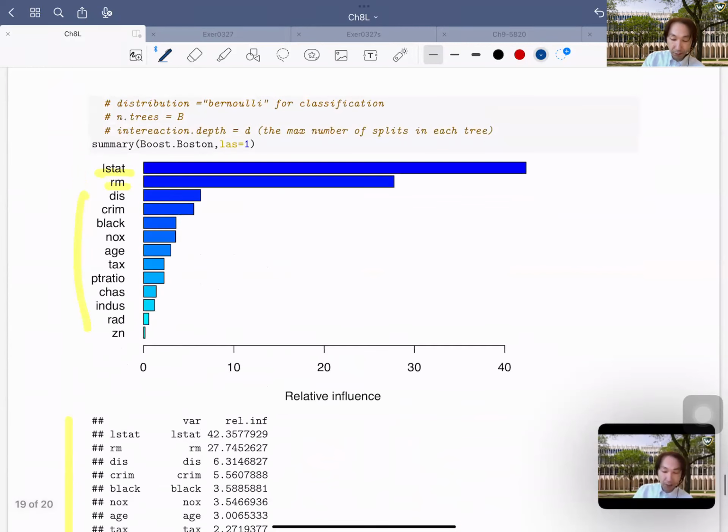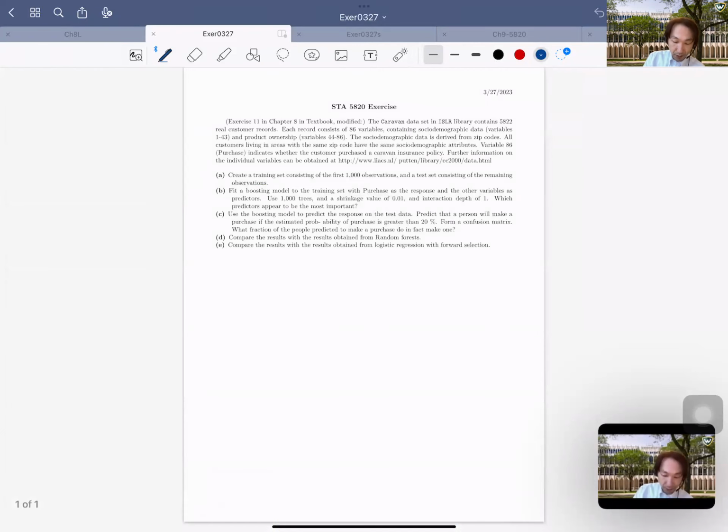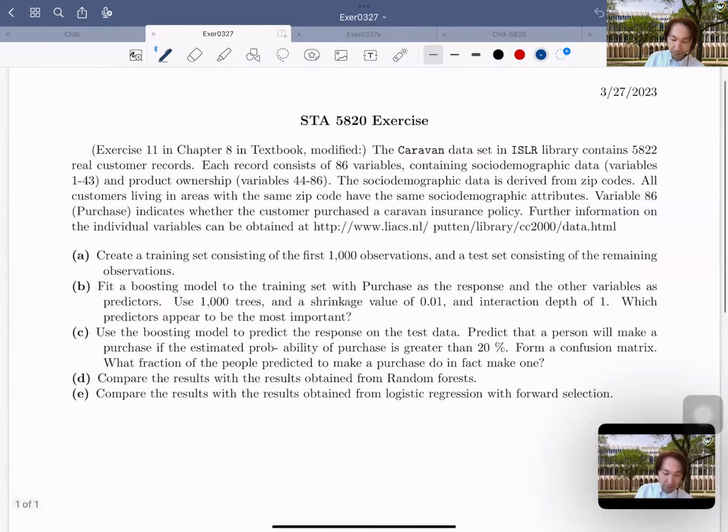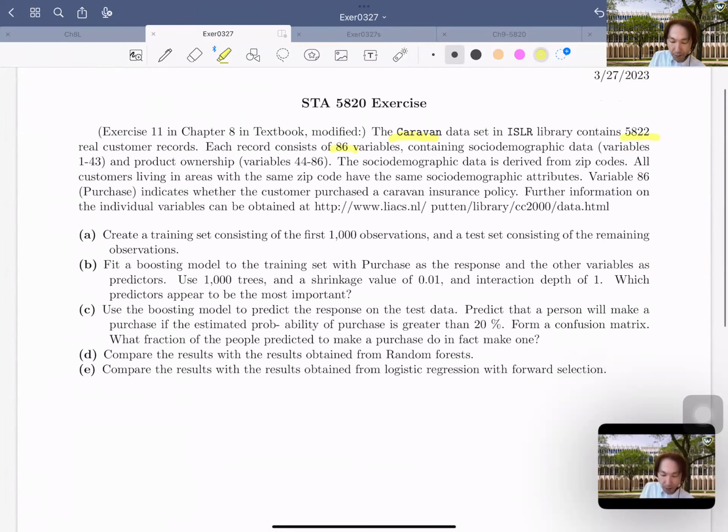Okay, now we do the exercise. This is the solution. We use the Caravan dataset in the ISLR package. I don't show this dataset, but it is a very large dataset with 5,800 observations and 86 variables. We just use this as big data. I don't interpret the data, since it's too hard to interpret all the predictors.